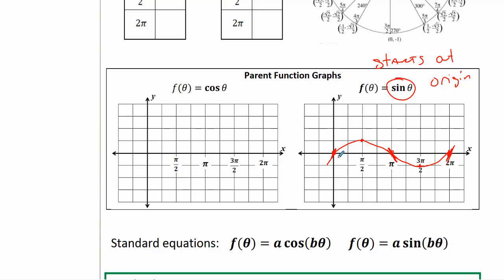And then if I wanted to go negative pi over 2, that would be down here. So technically this is going to be there. And then if I wanted to go to the other one, that would be up here. So that would be kind of like that. All right. So that's what a sine graph and a cosine graph is doing. So this one starts at the origin. Remember, the cosine starts at a maximum. Now that depends on some other things, but right now, parent function starts at a maximum.